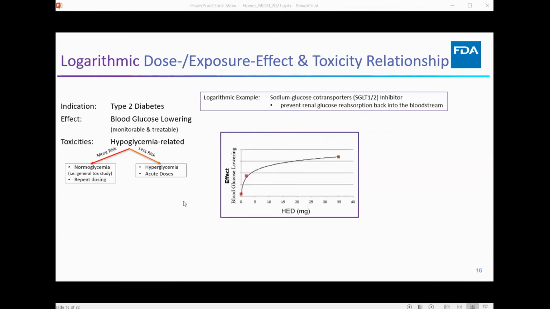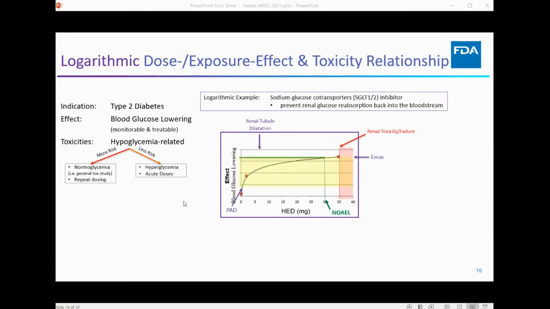This is an example of a logarithmic dose exposure effect and toxicity relationship of an anti-diabetic drug in the sodium glucose cotransporter, SGLT, inhibitor drug class, which prevents renal glucose reabsorption back into the bloodstream. In this example, you can see that the pharmacodynamic activity approaches an Emax as the curve flattens out at higher doses. While renal tubule dilatation is observed at lower doses, it is likely secondary to the pharmacodynamic activity of the drug in the kidney and is not actually considered to be adverse. However, at higher doses, adverse findings in the non-clinical studies include renal toxicity and kidney failure.